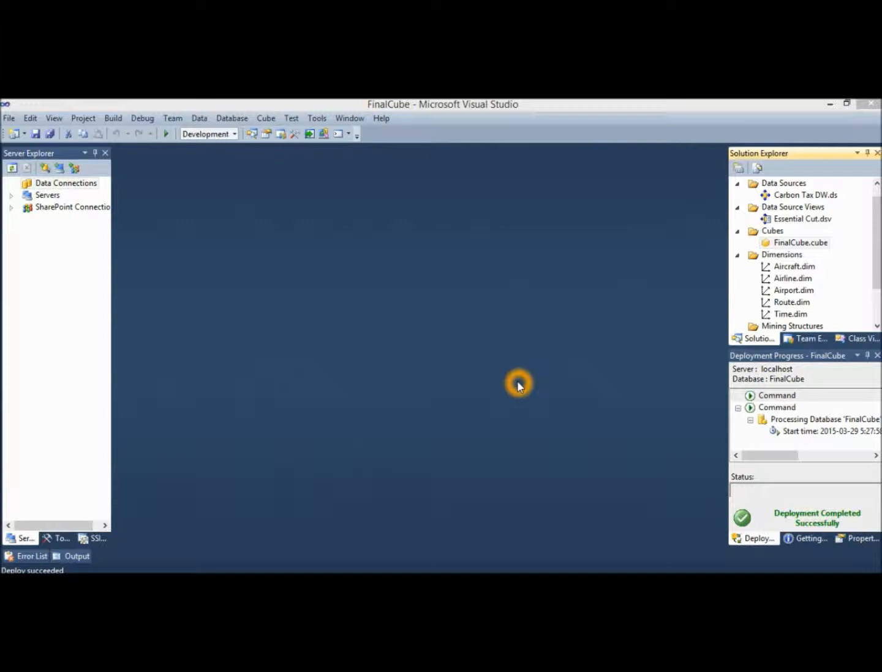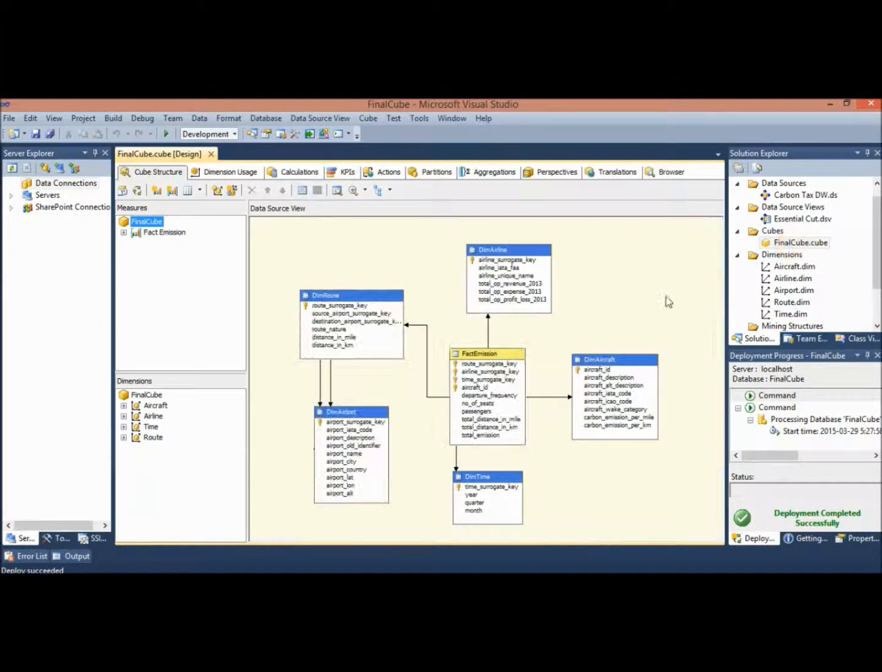After the ETL process, we constructed a cube based on the dimensions created in our carbon text data warehouse. As you can see, the dimensions include aircraft, airline, airport, route, as well as time. Here is the cube structure. We can see that we have two measures in our fact table, which is total distance as well as total emissions.